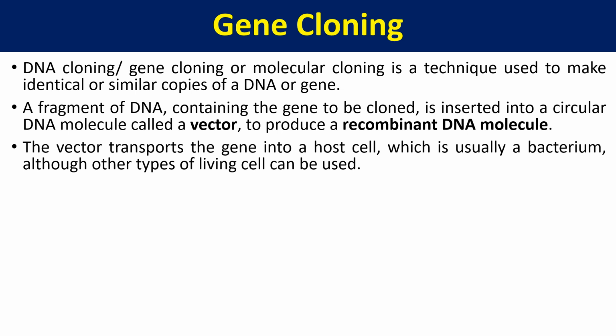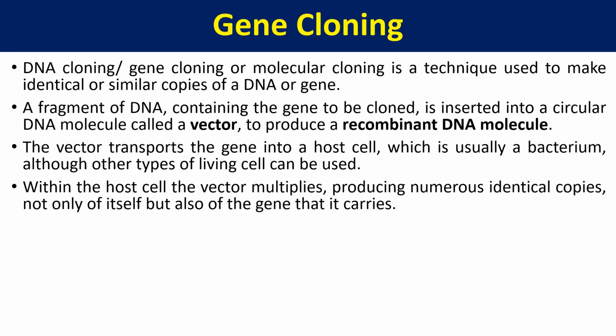Then the vector transports the gene into the host cells where you want to clone it or where you want to express it, which is usually a bacterium, although other types of living cells can also be used, like fungus, Saccharomyces cerevisiae, Pichia pastoris, a number of other yeast cells, and higher organisms also. But most preferably it is bacterial cells because their replication time is very short. Second, the genome size is very small, so it is very easy to handle and manipulate. That's why bacterium is preferred over other host cells.